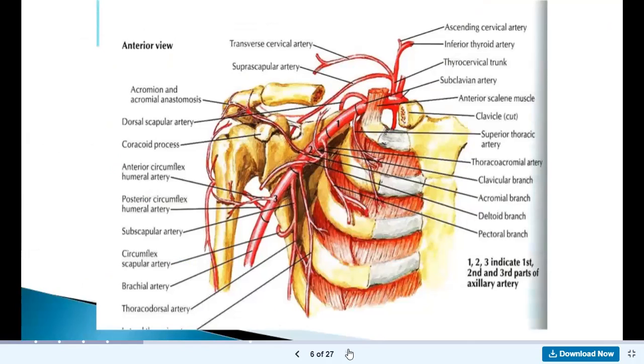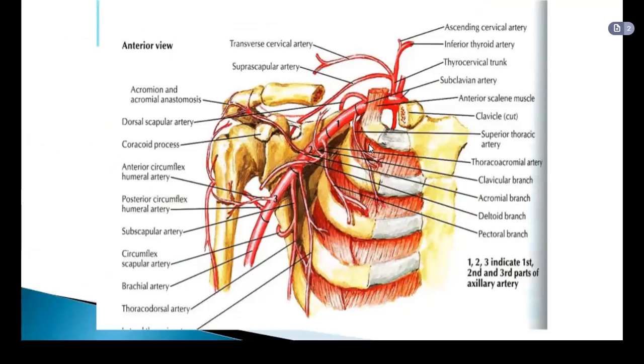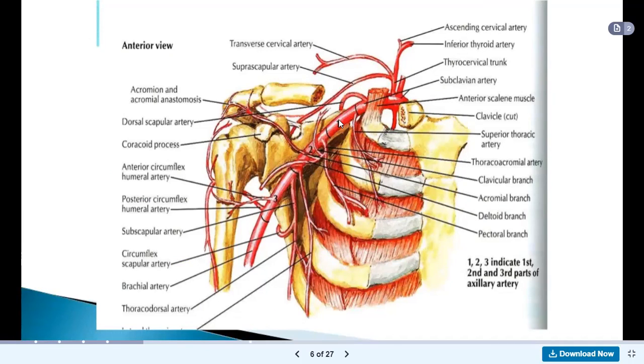So here is another diagram that is explaining better the parts of the axillary artery. This is the first part of the axillary artery, which we said is between the first rib and the pectoralis minor muscle, which is not shown here. And then the second part runs below the pectoralis minor muscle. And then the third part is between the lower border of the pectoralis minor down to the teres major muscle. So these are the 3 parts of the artery.